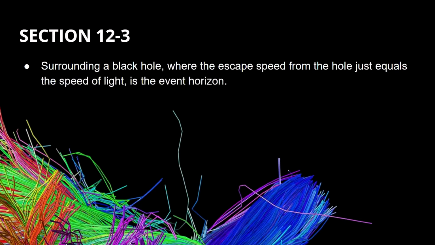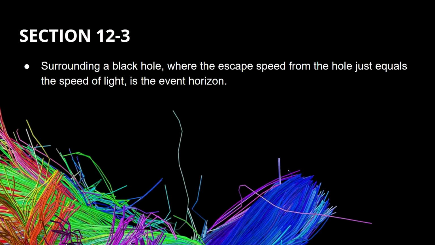Okay, so the region surrounding a black hole, where the escape speed from the hole just equals the speed of light, is called the event horizon. So if we're talking about a black hole that can suck up light, the question might be, well, how close can you get to it without being sucked in? And the answer to that is at the event horizon. Once you pass that, you have to be going faster than the speed of light to get out, which you can't do. At the event horizon, you have to be going the speed of light to get out, which we can't, but light could.